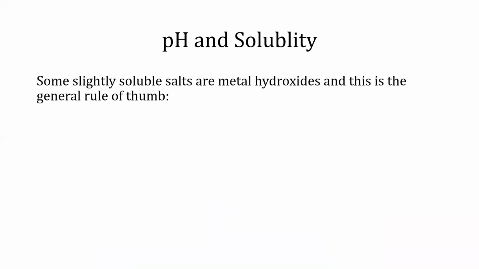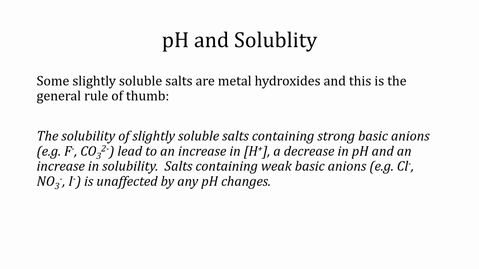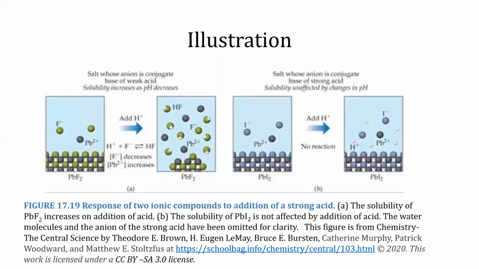Some slightly soluble salts are metal hydroxides, and this is the general rule of thumb. The solubility of slightly soluble salts containing strong basic anions leads to an increase in H+ concentration, a decrease in pH, and an increase in solubility. Salts containing weak basic anions are unaffected by any pH changes.